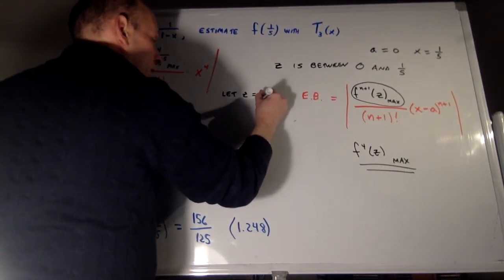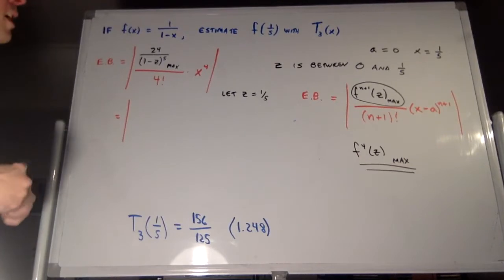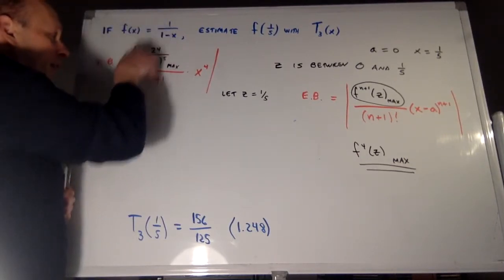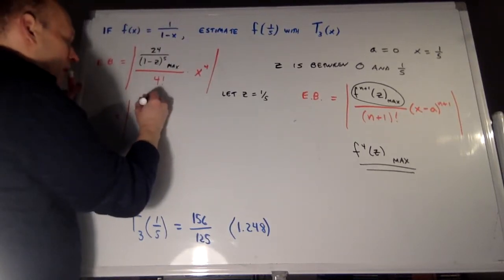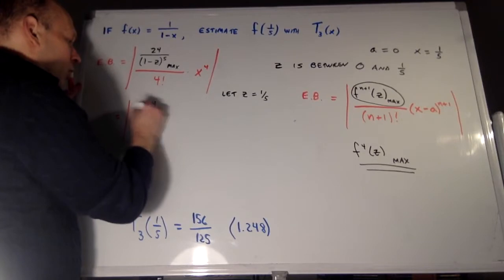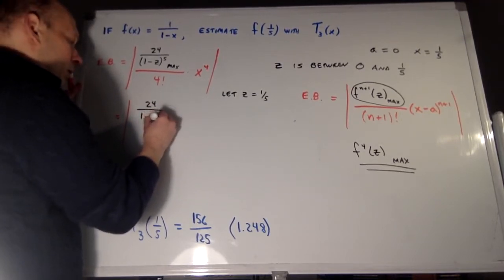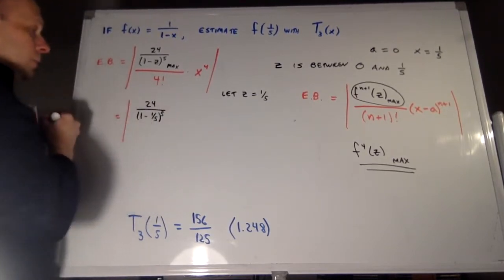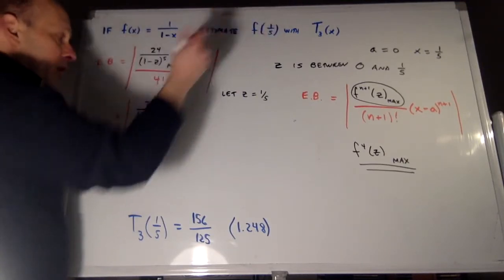Again, z is not 1/5. We don't know what z is. If we did, we'd get the exact error. But if z was 1/5, we're going to get the largest this could possibly be. In other words, our error bound. So we're going to let z equal 1/5. So that leaves us with 24 over 1 minus 1/5 raised to the fifth. And that's our maximum value of this, based on our restriction on z.